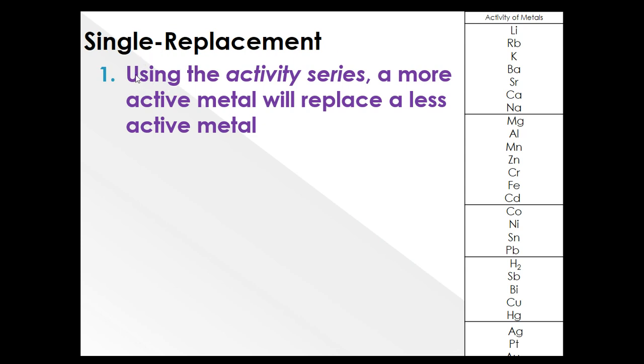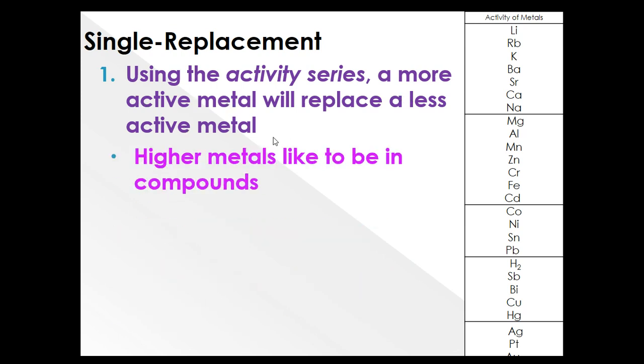So here's rule number 1. Using the activity series, a more active metal will replace a less active metal. So all you need to know is which one is higher up. The higher metals will actually be in the compounds. So most reactive versus least reactive, whichever is higher up, is going to be in the compound. Let me show you what that means.